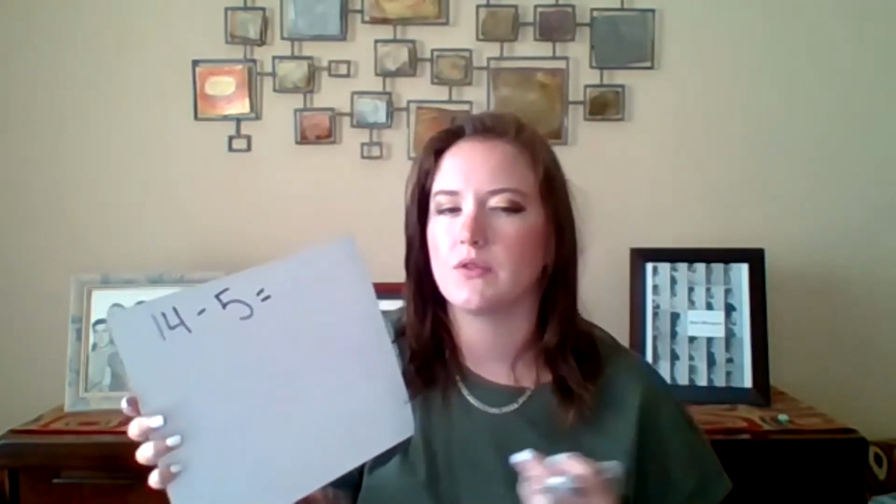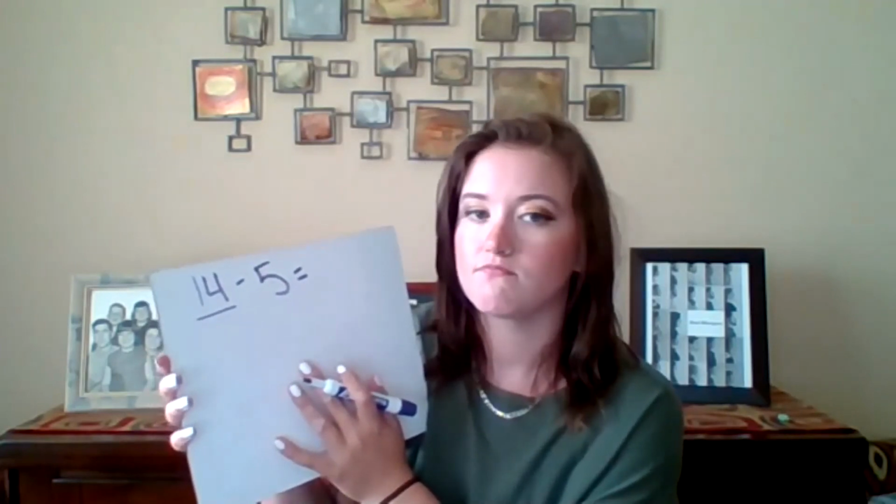So let's try 14 minus 5. So we could draw a picture. We could do a lot of other strategies, but let's keep working with the strategy we just used. So when we're looking at 14, what is in our tens place and what is in our ones place? Right. We have 1 10 and 4 1s.